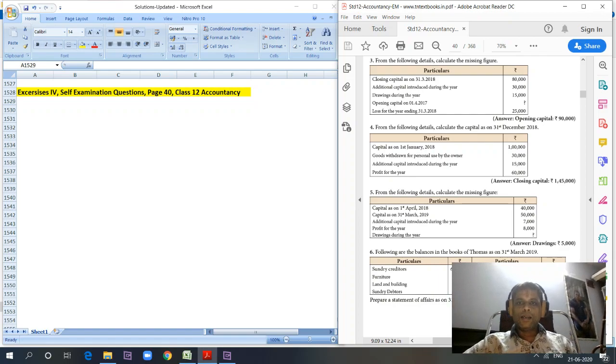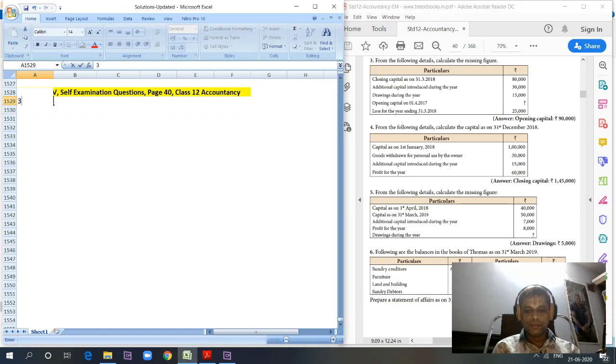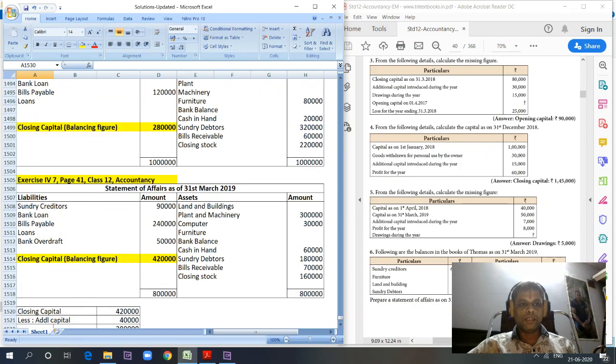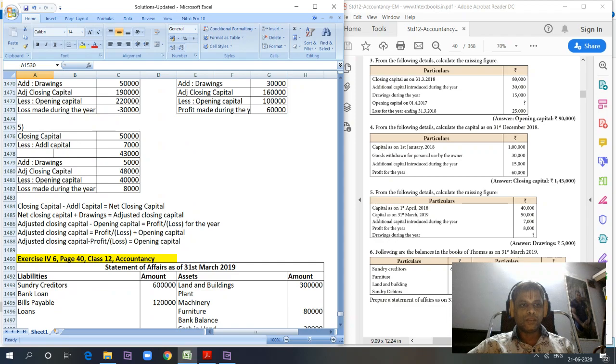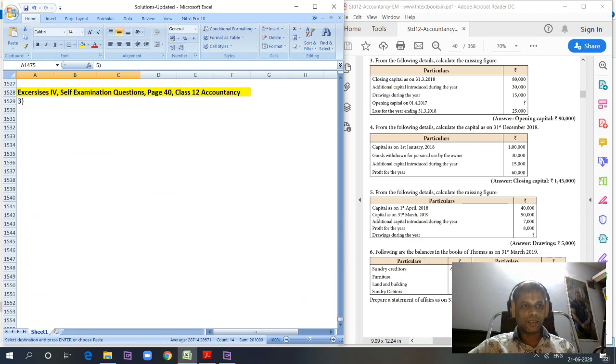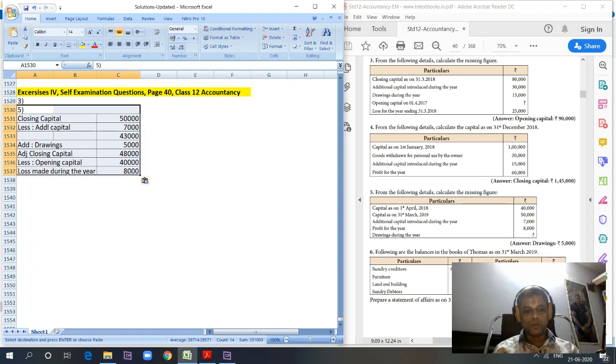I'm in exercise 4, self-examination questions, page 40, standard 12 accountancy book. I'm in exercise 4, sum number 3. From the following details, calculate the missing figure. Just copy it here so that we don't create the format. This is basics. So, copying the format here.